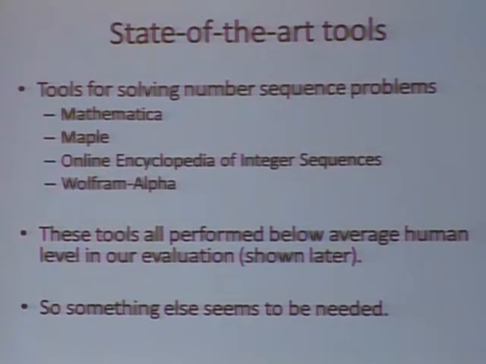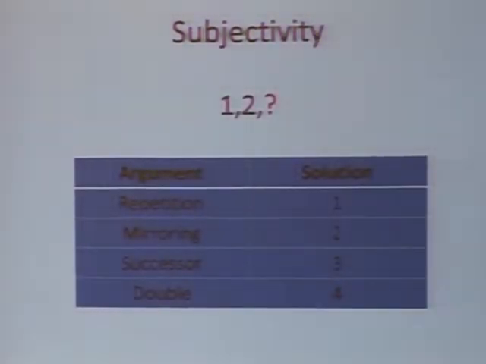So if we look at machines now, the state of the art when it comes to solving number sequence problems, there are many software packages that have specialized modules or functions for solving those particular problems. For example, Mathematica, Maple, the Online Encyclopedia of Integer Sequences, and WolframAlpha. And we tried those tests on some number sequences of IQ tests, and got fairly poor results. It turns out that they perform below the average human level. So something else is needed, maybe.